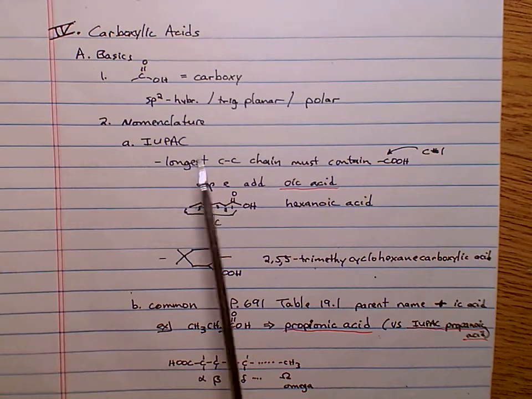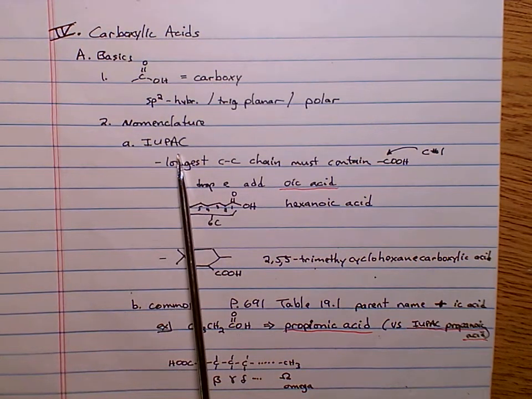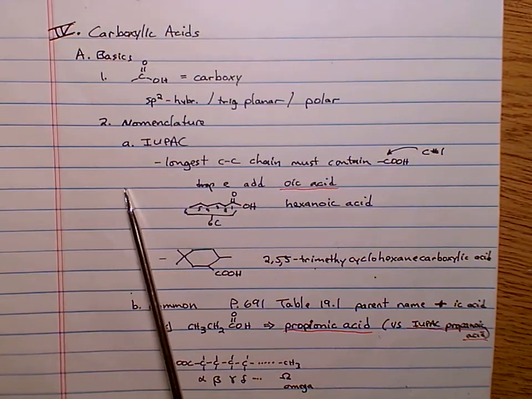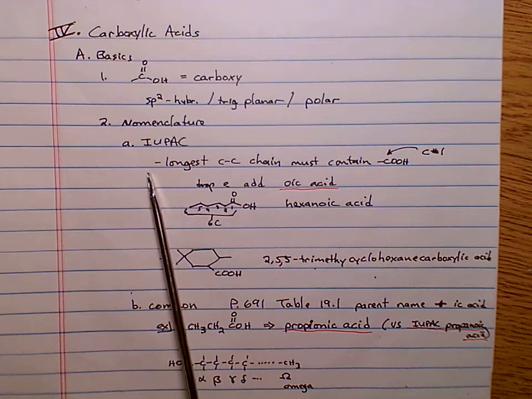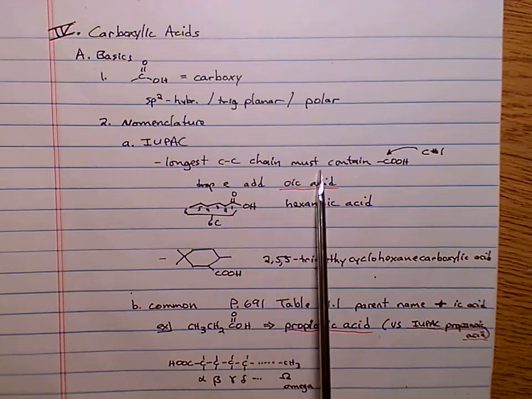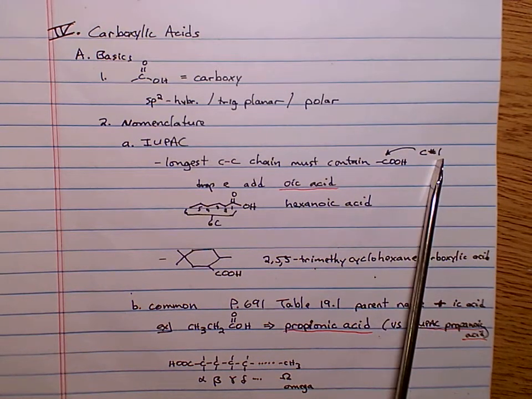Nomenclature. When you name your carboxylic acids, we often go by the IUPAC, especially for our larger molecules. We tend to stick with IUPAC. It just makes more sense. Again, just like naming things with IUPAC, you look at the longest carbon-carbon chain. The deal is that longest chain must contain the carbon of the carboxylic acid, and the carbonyl carbon here is carbon number 1 in the chain.